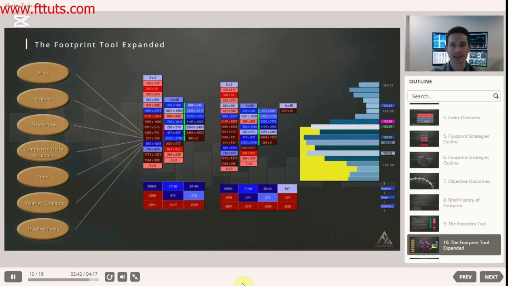The last thing we can add to the footprint tool is other types of trading tools such as volume weighted average price, market profiles, the 50% or the midpoint of the market, the high, the low. We can add a number of other traditional trading tools to the footprint tool. So this is an expansion now of the footprint tool. What we're going to do next is actually look at a Blackboard example and highlight all of these 7 elements on a practical example utilizing the Blackboard.